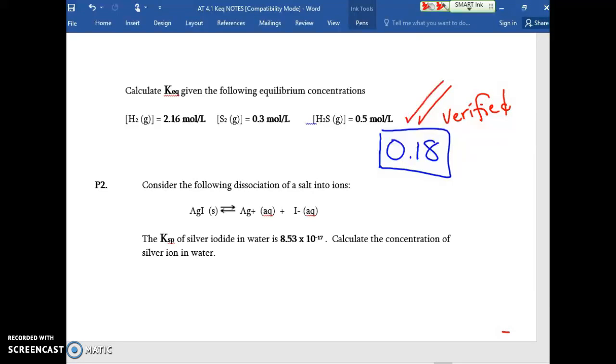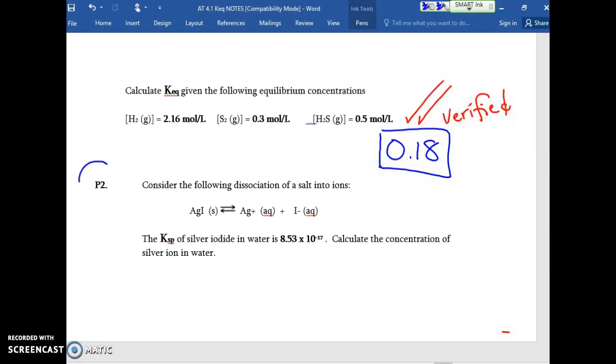It is 0.18. Again, what that means is that the Keq is less than 1, meaning that the reverse reaction tends to be favored over the forward reaction. Again, just a little bit more background into it. What else can we do with this?